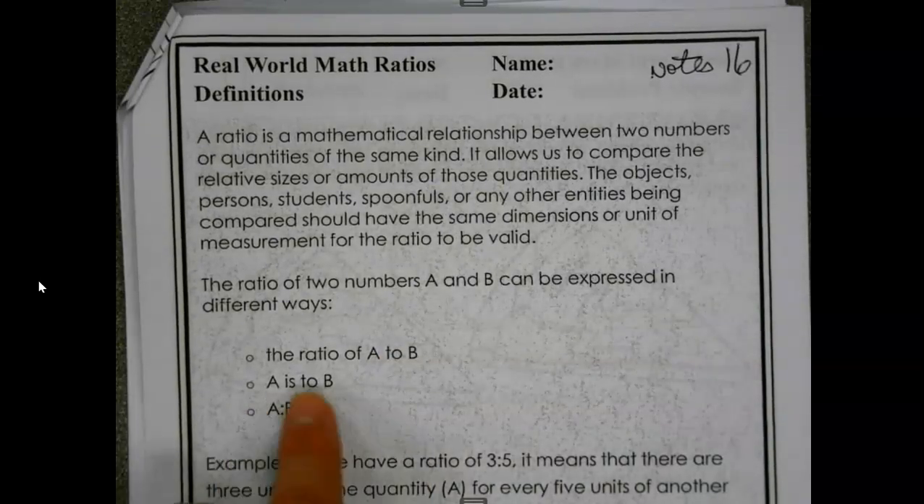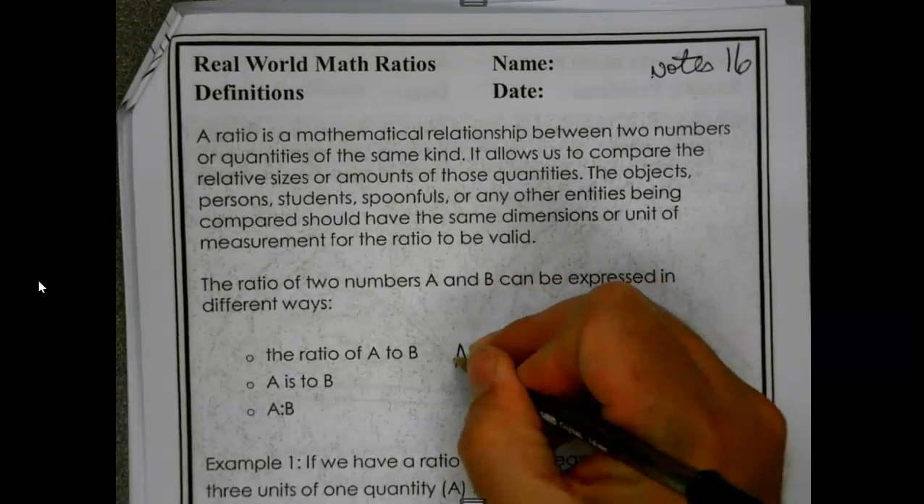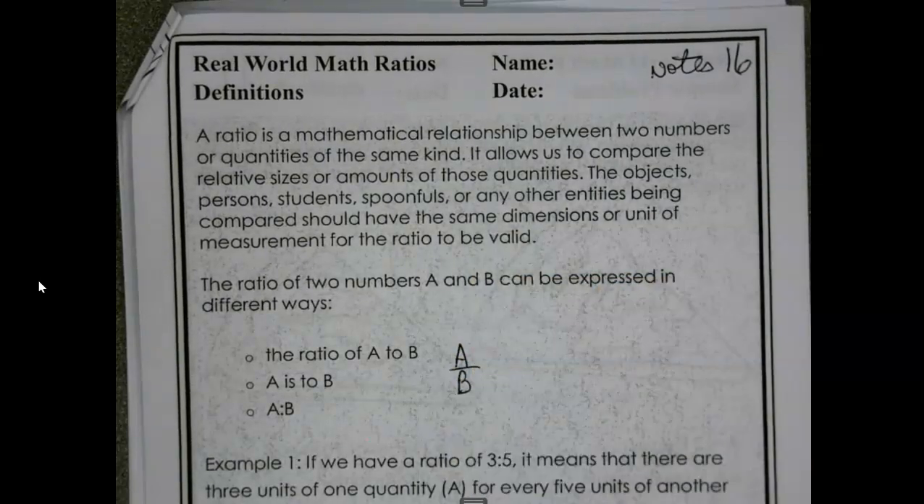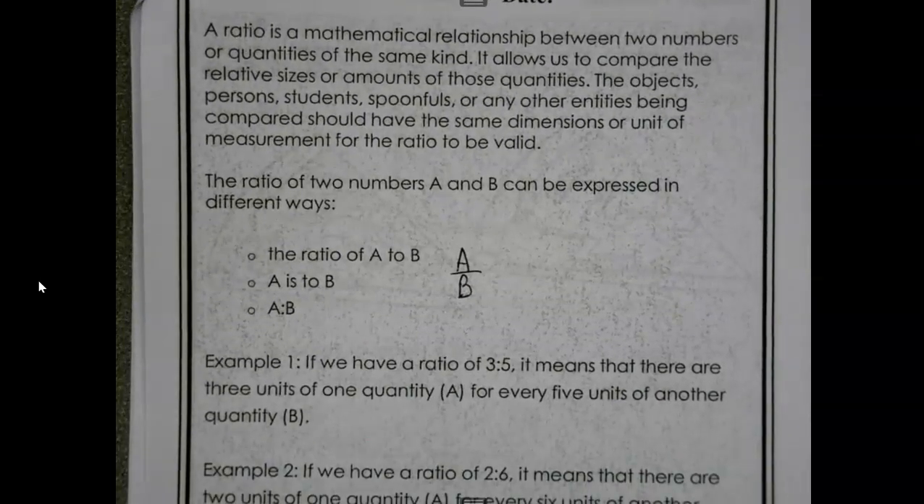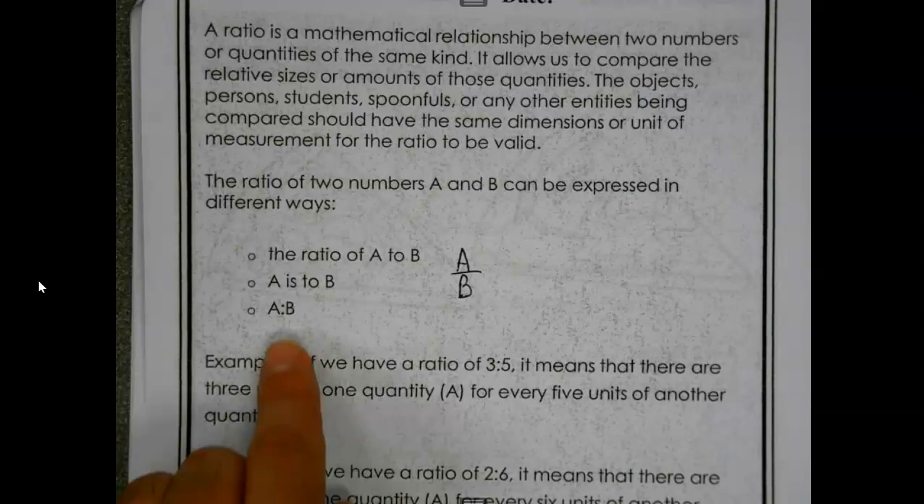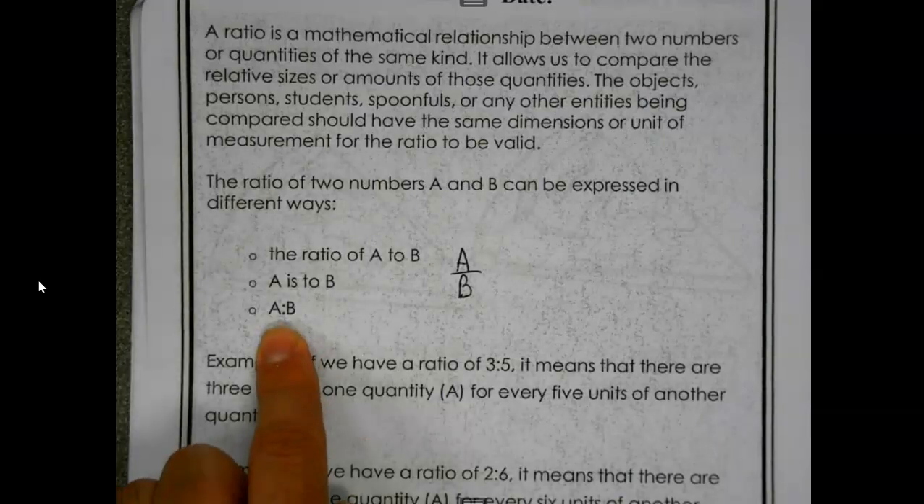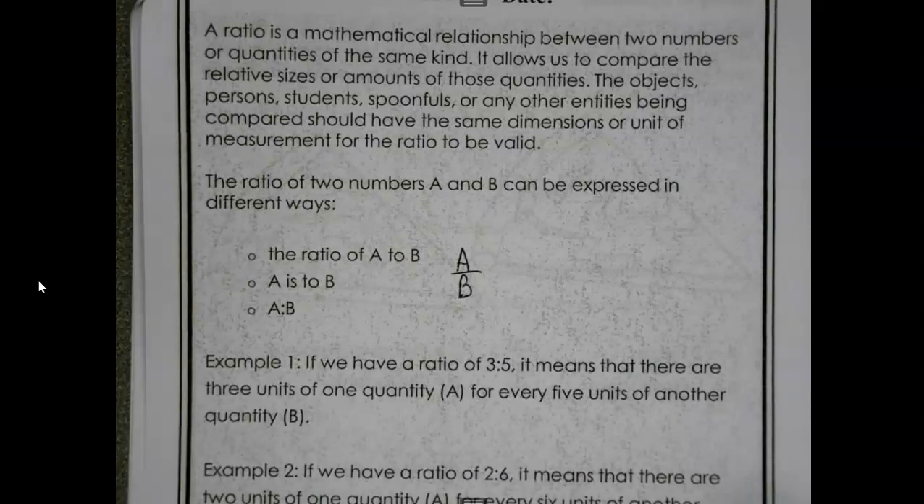You can have A to B, you can have it here, we can even write it this way at times when we need to. But most of the time, this is going to end up being our favorite because we don't get it confused with a regular fraction then, and we don't have as much wordiness as we do with some of the other parts.